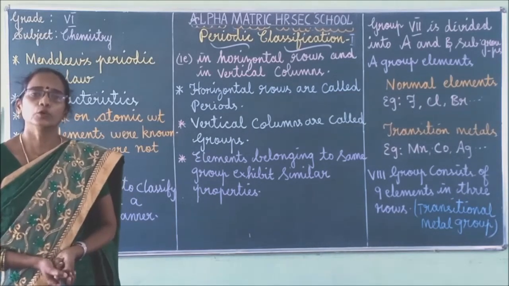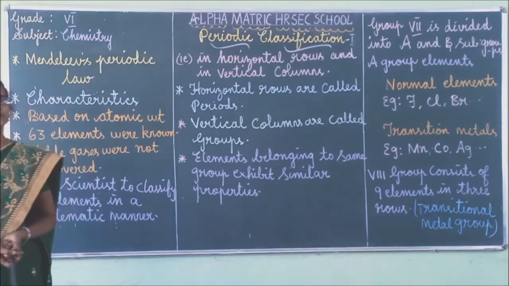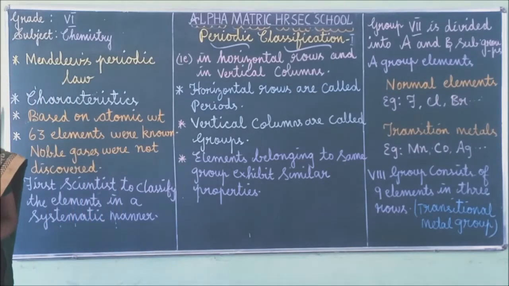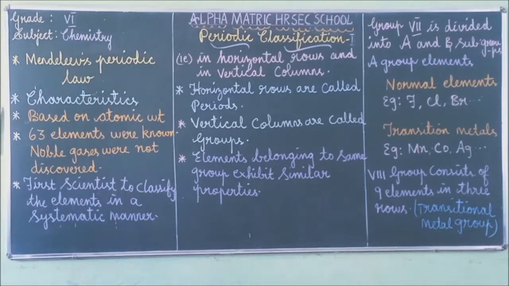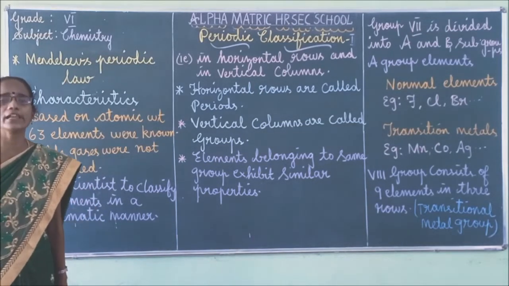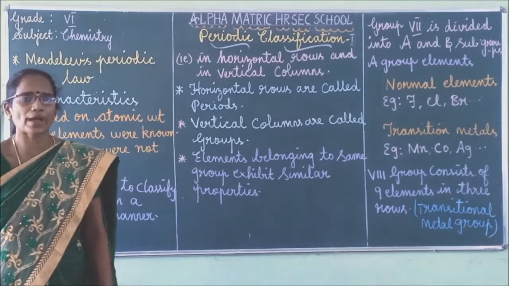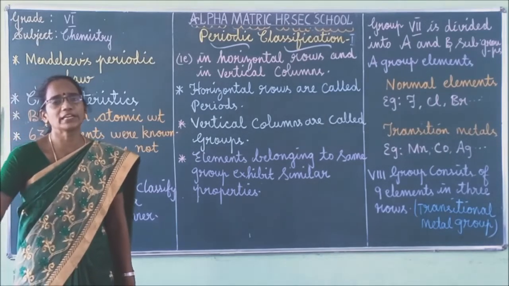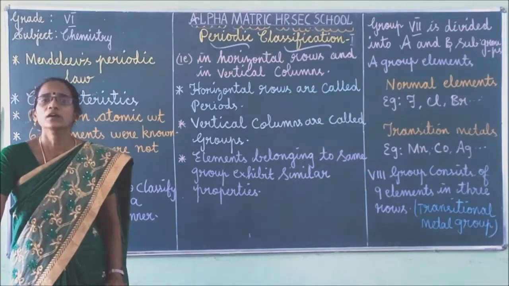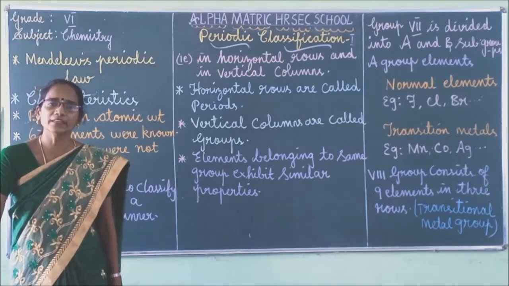During Mendeleev's time, noble gases like helium, neon, argon, krypton, xenon had not yet been discovered. Mendeleev was the first scientist to arrange all the elements in a systematic manner. Systematic manner means he arranged all the elements in periods as well as in groups.